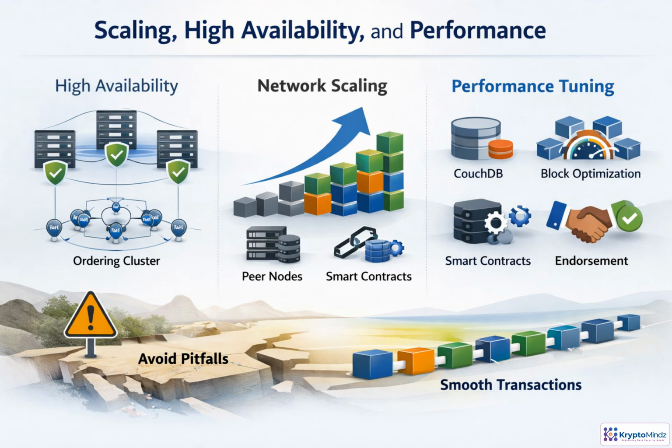Enterprise blockchain is not just about processing correct transactions. In production, the network also has to survive failures, scale without becoming chaotic, and stay responsive under load. In this section, we'll connect scaling, availability, and performance tuning to practical design choices for production-grade Hyperledger Fabric.